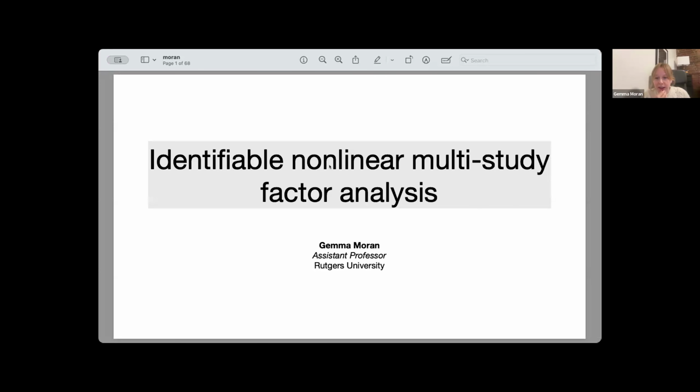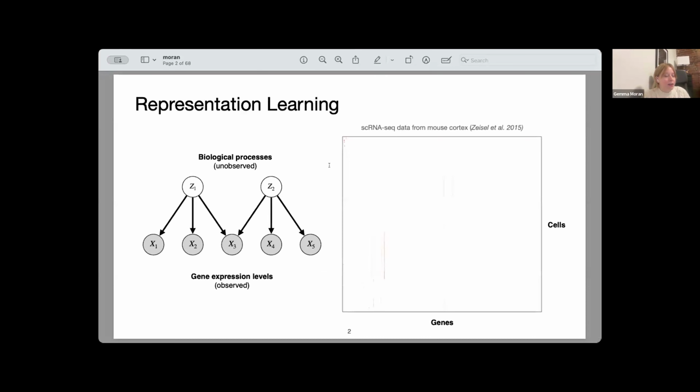Hi, everyone. Can you see my slides okay? Great. Thank you so much, Samir, for the introduction. It's really exciting to be here and sharing some of our recent work on identifiable nonlinear multi-study factor analysis.